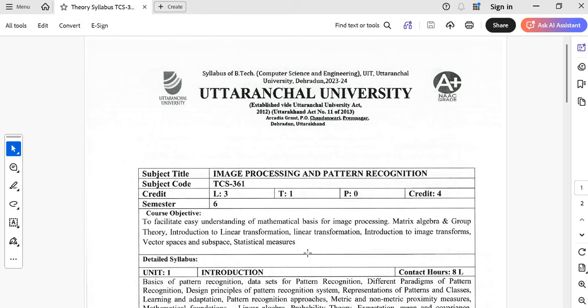So few topics will be covered. Number 1, complete syllabus overview. Number 2, important units for exam. Number 3, most scoring topics. Number 4, numerical and theory preparation strategy. Number 5, how to study before your semester exams. At last, how to score good marks in this subject. So watch this video till the end.